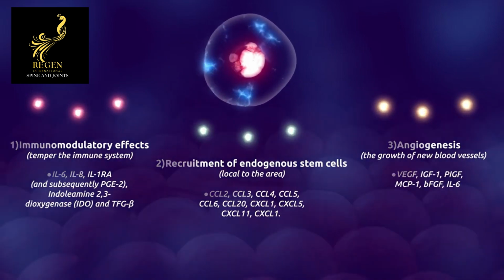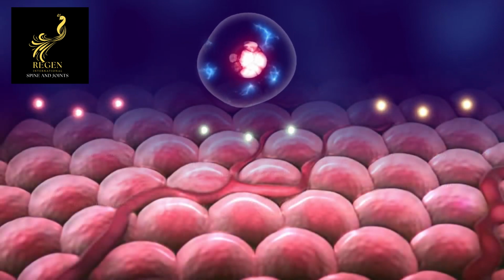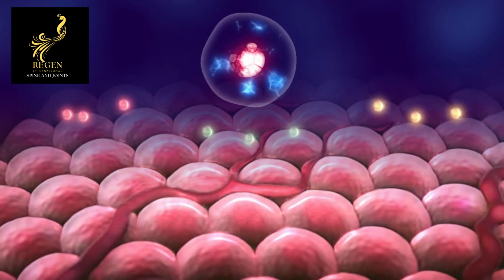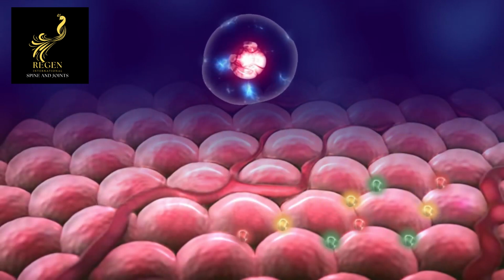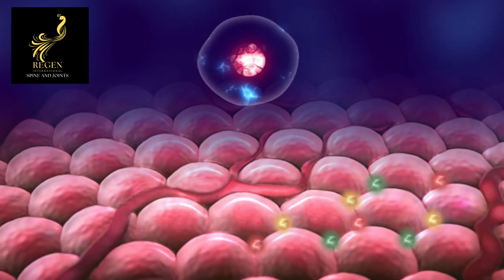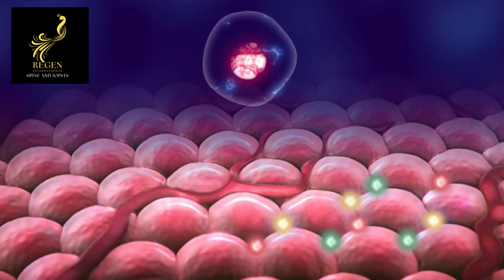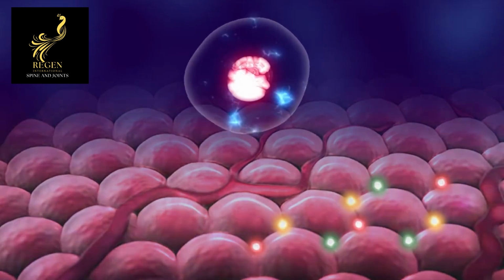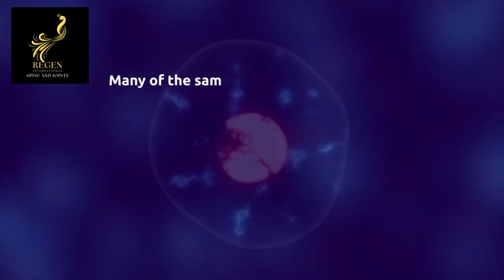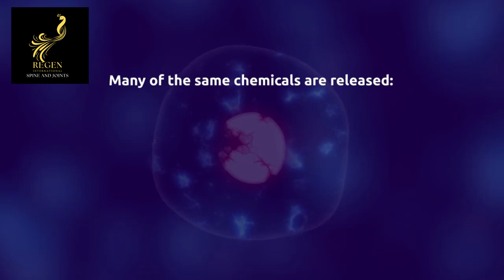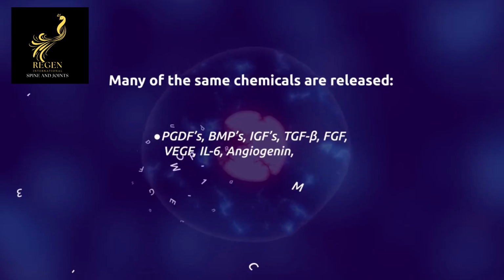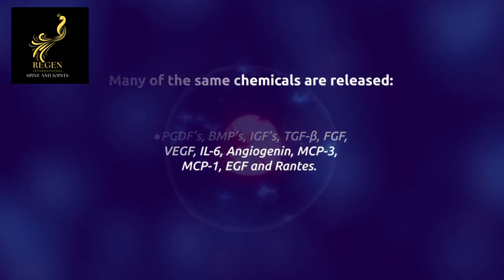The stem cells then release paracrine factors. These are signaling chemicals which affect only nearby cells, rather than traveling in the blood or other fluid to a distant target. Their purpose is to stimulate the local cells and tissues to respond appropriately. Many of the same chemicals are released. These chemicals are responsible for the proliferation and differentiation of stem cells.